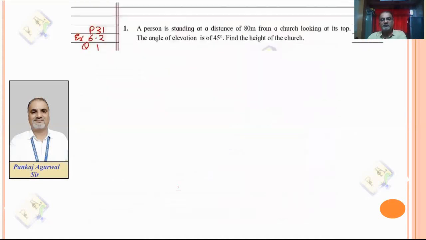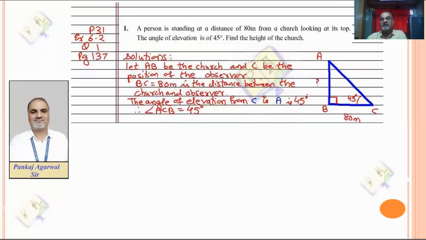Let's begin with the problem based on angle of elevation. P31. A person is standing at a distance of 80 meters from a church looking at its top. The angle of elevation is 45 degrees. Find the height of the church. Now, whenever you solve such a problem, draw a rough figure. For example, I have drawn the rough figure.